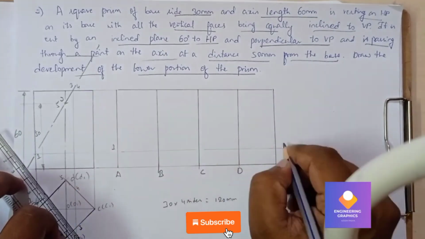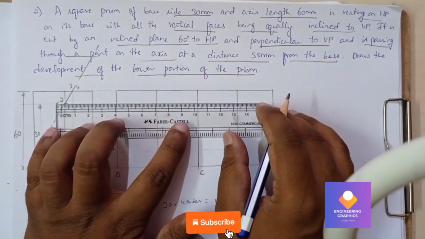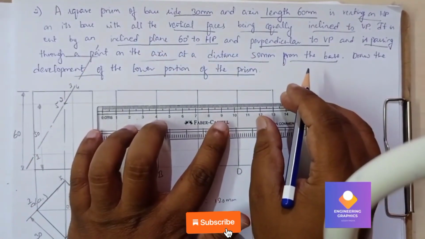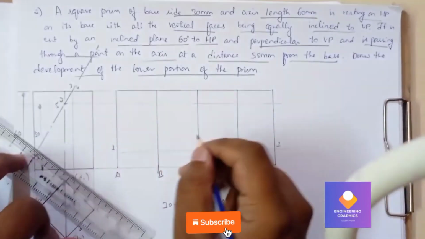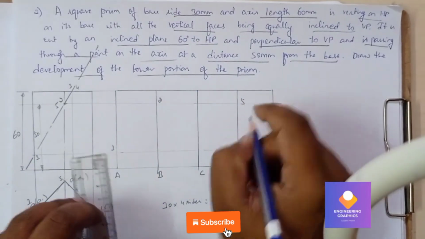So on the A line we are marking 1, 1. Same way we'll be extending the 2 and 5 points. So if we extend this, 2 we are getting on the line, that is the edge B, and the 5 point we are getting on the edge D.